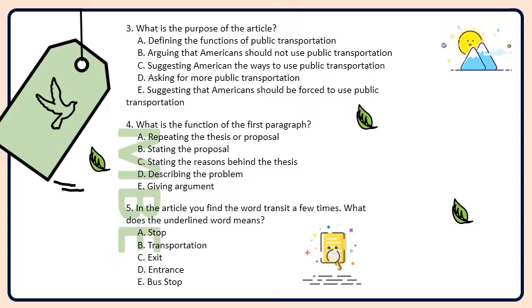4. What is the function of the first paragraph? A. Repeating the thesis or proposal. B. Stating the proposal. C. Stating the reason behind this thesis. D. Describing the problem. E. Giving argument. 5. In the article, you find the word transit a few times. What does the underlined word mean? A. Stop. B. Transportation. C. Exit. D. Entrance. E. Bus stop.